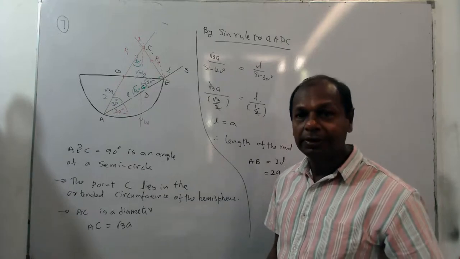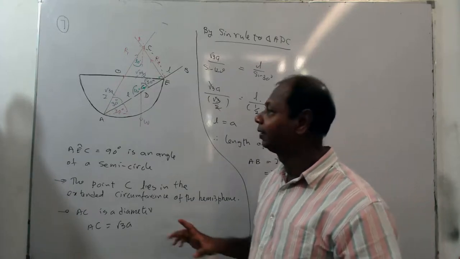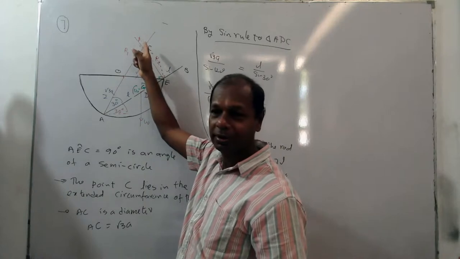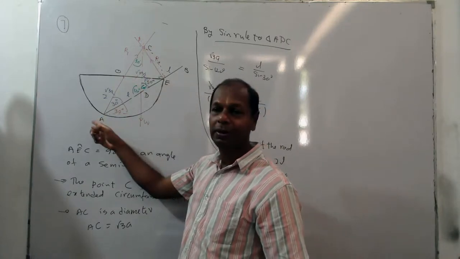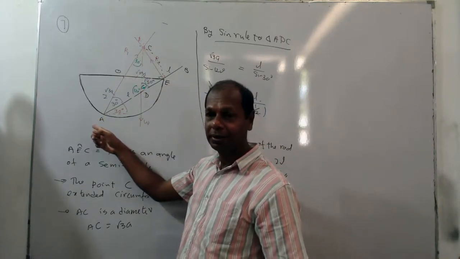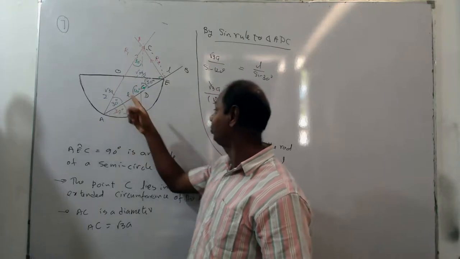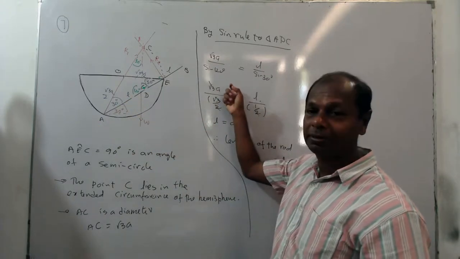So we learned an important thing in this sum. Next, in geometry, AC becomes a diameter in a diagram like this, and we use that directly.